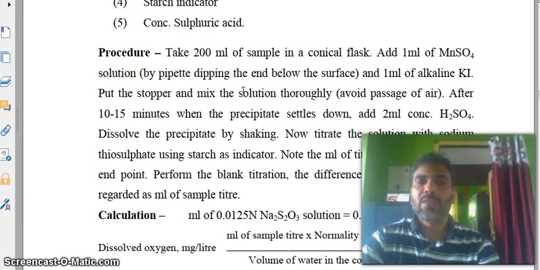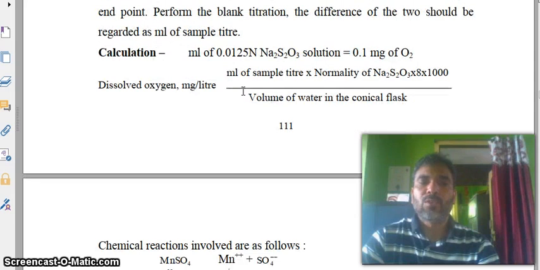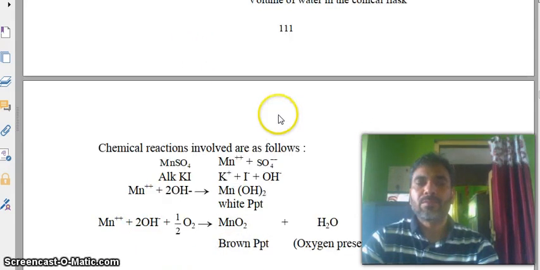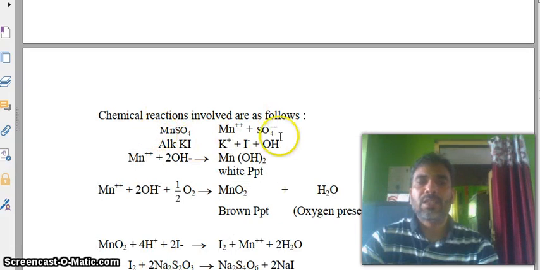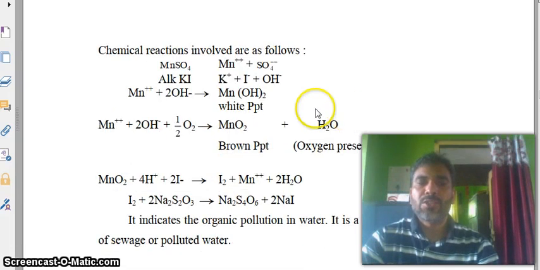Dissolve the precipitate by shaking. Now titrate the solution with sodium thiosulfate using starch as indicator. Note the milliliter of titrant used in getting the end point. Perform the blank titration. The difference of the two should be regarded as milliliter of sample titrant. So this is the method of calculation, and this is the related chemical reactions.